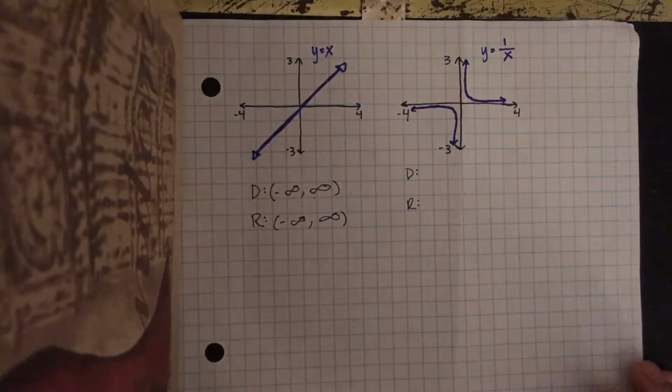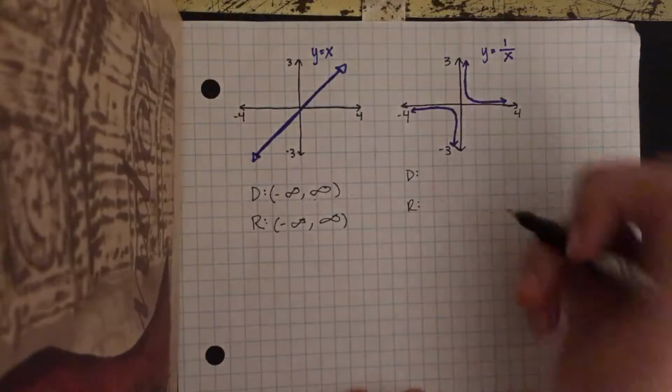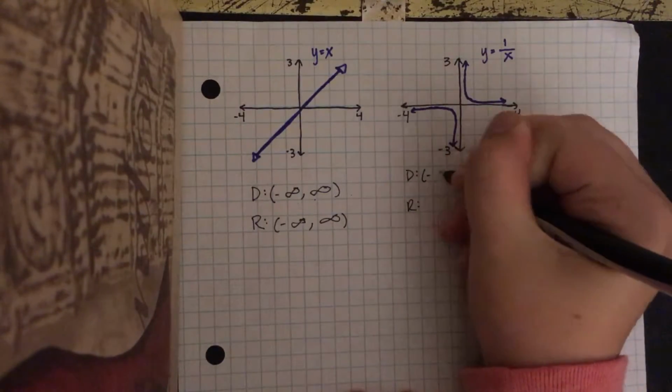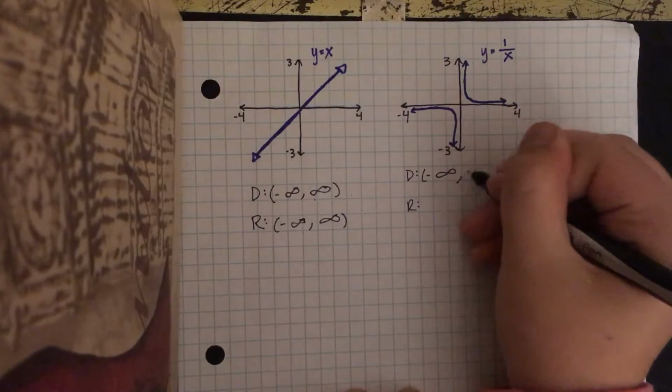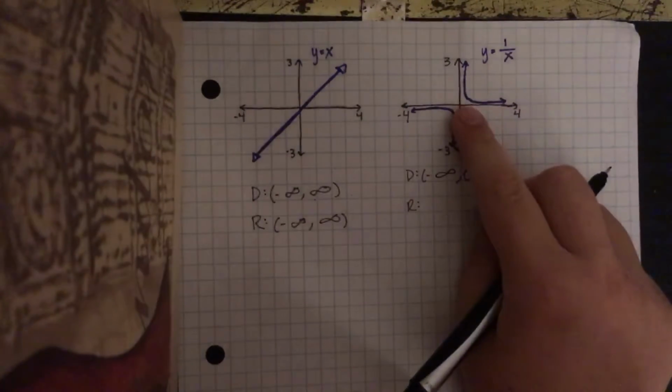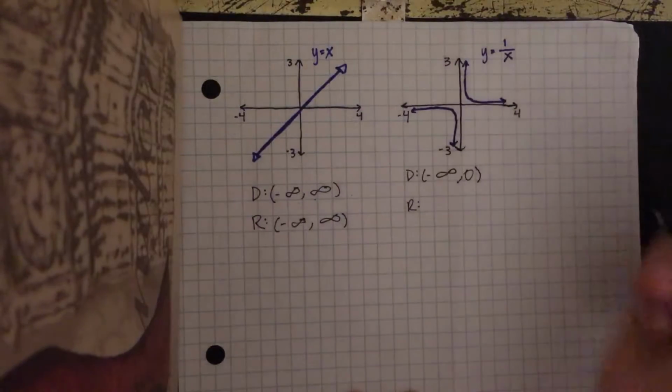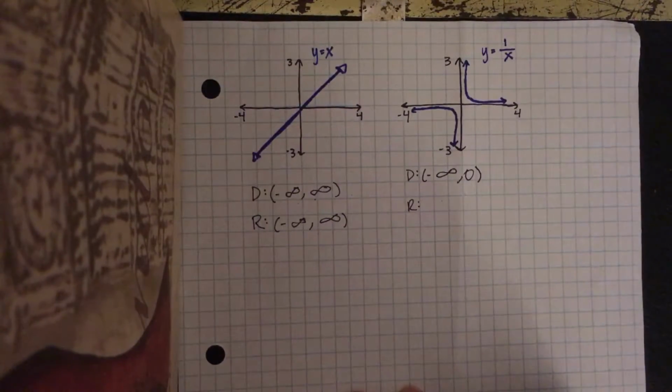So since our values cannot equal 0, we have to show that in our domain. So we have negative infinity, since they can keep going here, to 0. And since we don't include 0, we have to add a parenthesis. If we did include 0, we'd have a bracket.